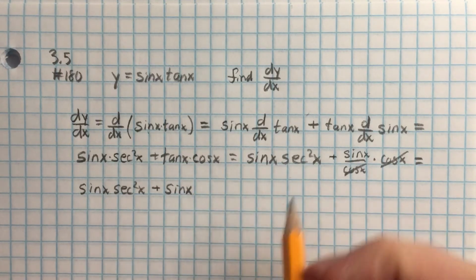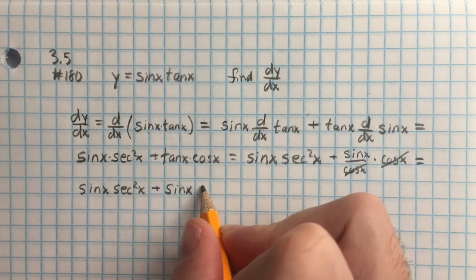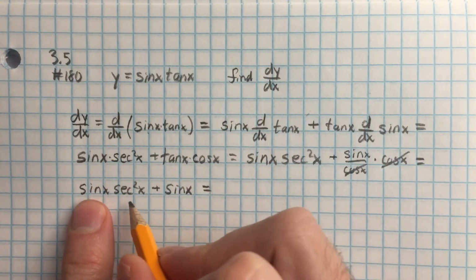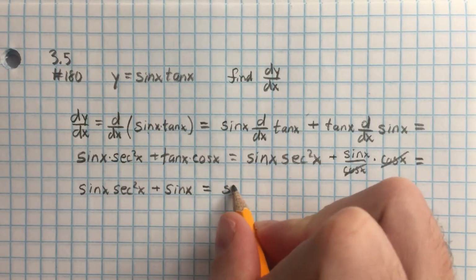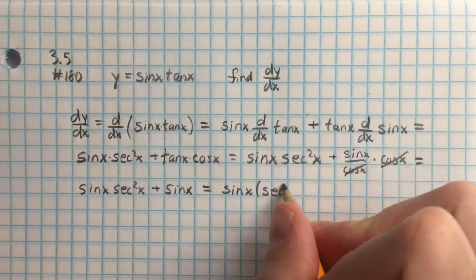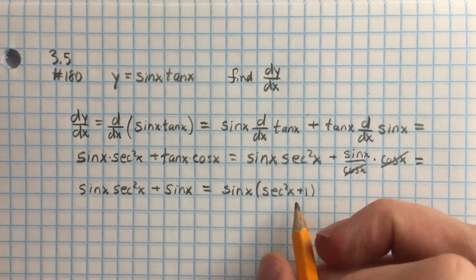So what was the advantage of all that? Well, it is simpler looking, but besides that, what we've been able to do now is actually turn this into a product. It's right now a sum, right? Two-term sum. But now, if I factor off the sine x, I'll have secant squared x plus 1 as the second factor. So I turned a sum into a product expression.